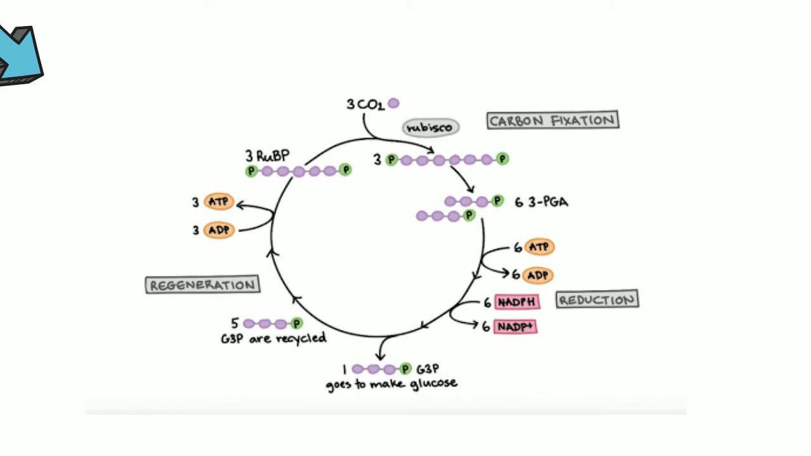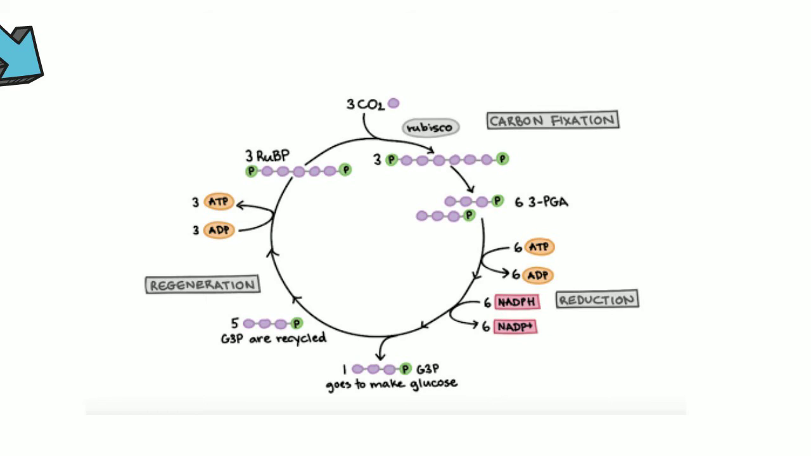For every 3 molecules of CO2 that enter the cycle, there are 6 molecules of G3P formed, but only 1 molecule of this 3-carbon sugar can be counted as a net gain of carbohydrate. The cycle began with 15 carbons worth of carbohydrate in the form of 3 molecules of the 5-carbon sugar RuBP. Now there are 18 carbons worth of carbohydrate in the form of 6 molecules of G3P. 1 molecule exits the cycle to be used by the plant cell, but the other 5 molecules must be recycled to regenerate the 3 molecules of RuBP.